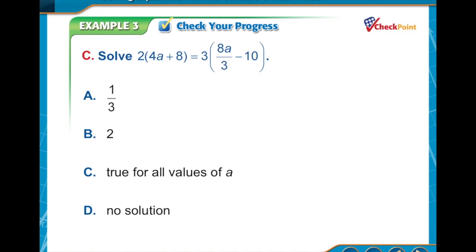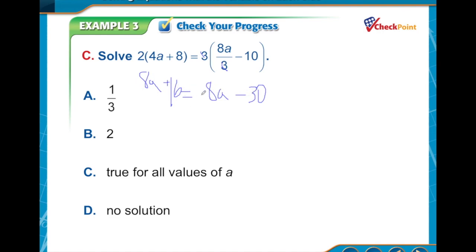So 3c, we need to solve for our variable a. Given what's here, if we quickly distribute, 2 times 4 I know is 8a. 8 times 2 is 16. 8a over 3 times 3, well, the 3's would cancel out there, so I'd get just 8a. Minus, and 3 times 10 is a negative 30. So 8a plus 16 equals 8a minus 30.